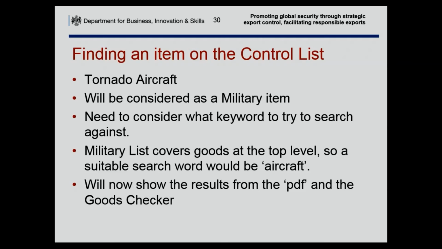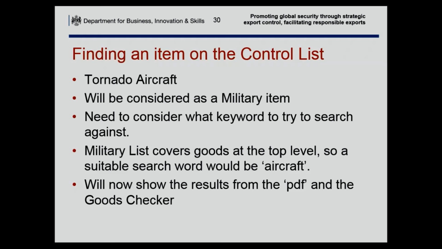What the military list controls will cover, though, is almost everything that goes into that aircraft. So as well as the aircraft itself, it will cover any wings for the Tornado. It will cover perhaps guidance systems for the Tornado. It will cover nuts and bolts that might be used putting the aircraft together. But it doesn't list those separately. So you always have to be thinking on the military list of going to the top level, searching for that, and it will then cover specially designed parts.